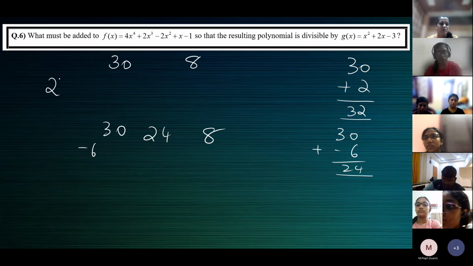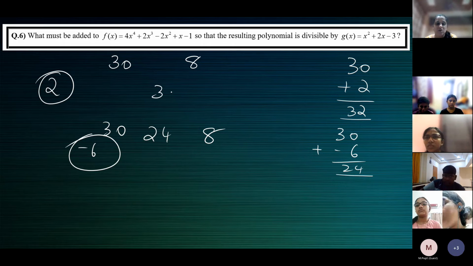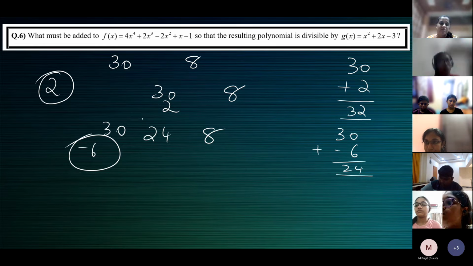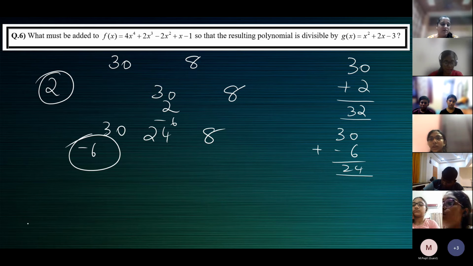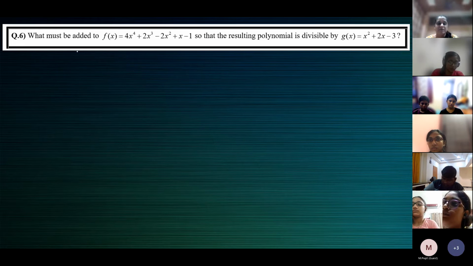So you can think of 2, you can think of minus 6. But what are we trying to understand? We're trying to understand the question. As of now, 30 is not divisible by 8. What is to be added to 30 so that it's exactly divisible by 8? You can say 2 is to be added, or you can say minus 6 is to be added. When 2 is added, it becomes 32. When minus 6 is added, it becomes 24. In either case, it's exactly divisible by 8.